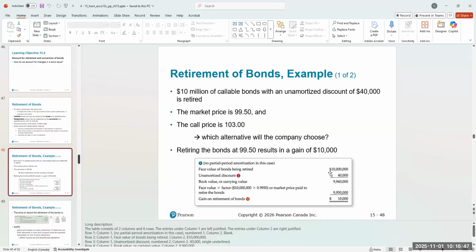We have to clear $10 million bonds, which still have a discount left, 40,000. So the carrying value of the bonds is $9,960,000. We're paying 99.5. This is the cash that we're paying, $9,950,000, for something that's sitting in our books at $10,000 more. So basically, we're gaining on the retirement of bonds $10,000. That's how we calculate it.